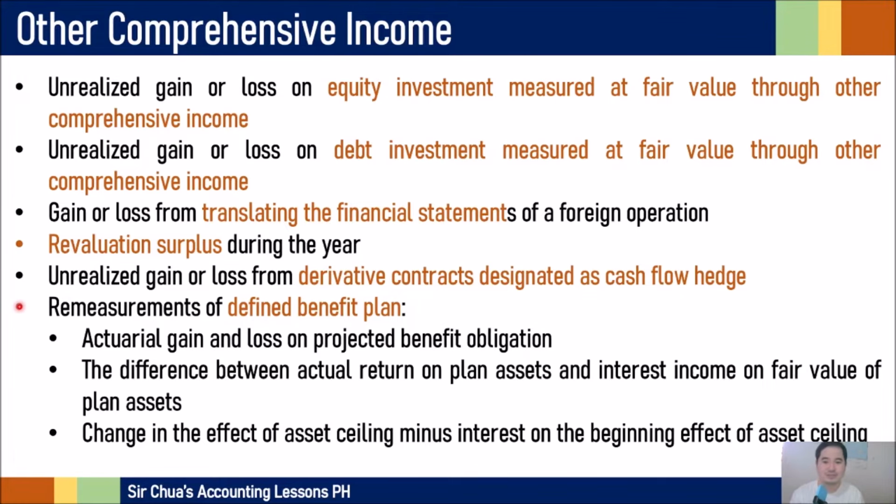So, saan po pinag-uusapan to? Sa mga past 19 natin, di ba? Actuarial gain and loss on projected benefit obligation, the difference between actual return on plan assets and interest income on fair value of plan assets, and change in the effect of asset ceiling minus interest on the beginning effect of asset ceiling. So, lahat po ito ay na-discuss na po sa inyo sa employee benefits under past 19. Okay? So, yun po yun.